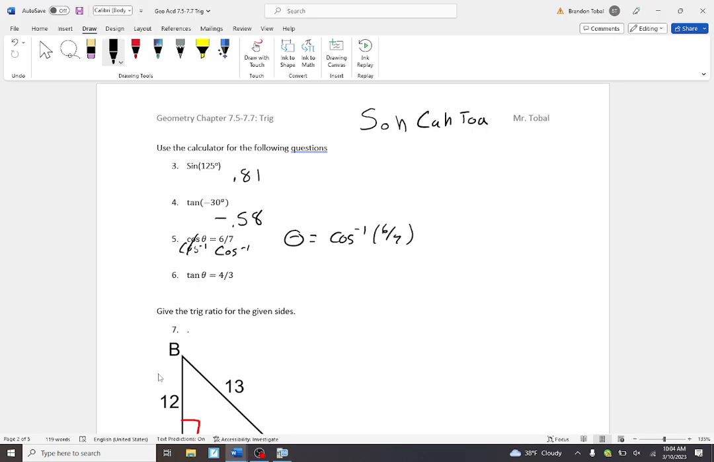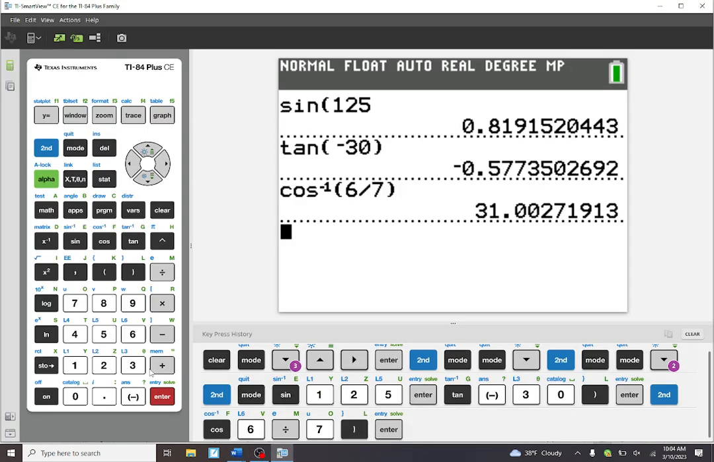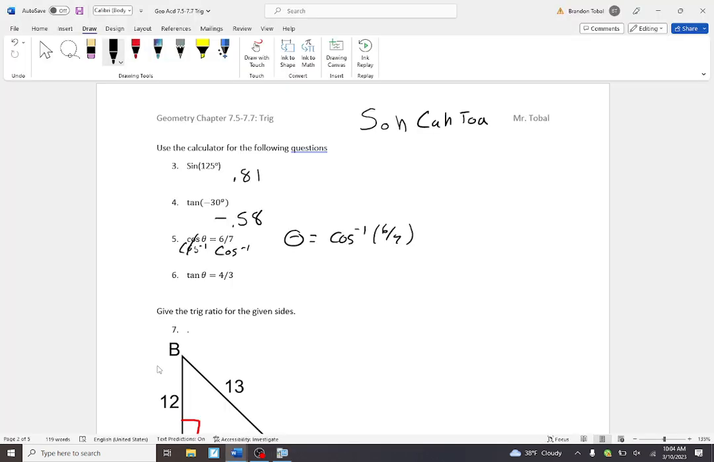How do you do negative cosine? Second cosine. Blue button, second cosine. We just put 31. Do what? Yes, 31 divided by 7. I don't even know where the divide button is.